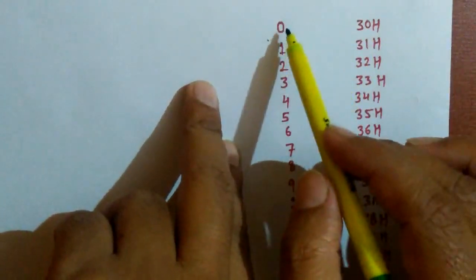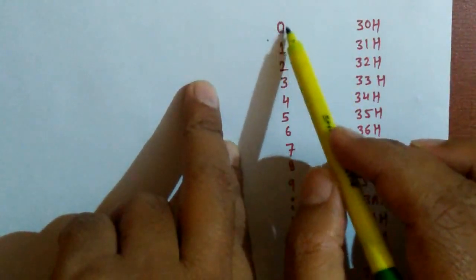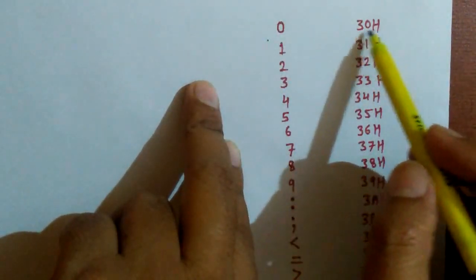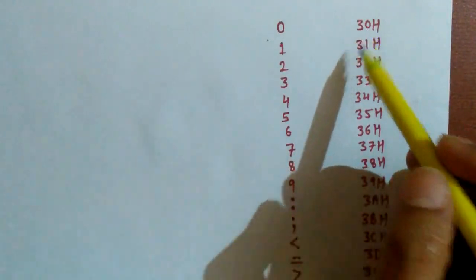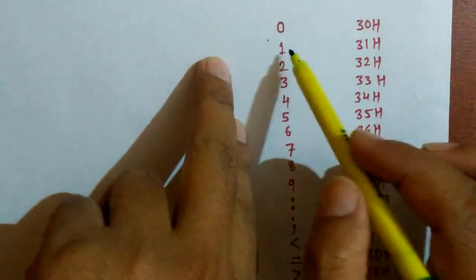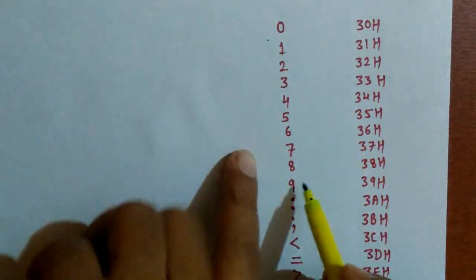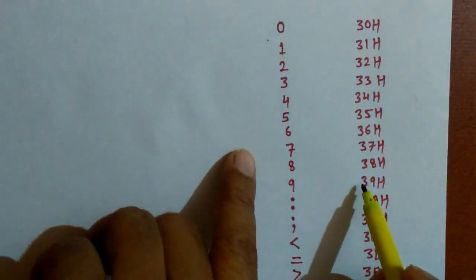So it is decided that if we press the key 0 on the keyboard, then we are sending a value 30H to the microprocessor. Similarly, for 1 it is 31H, and up to 9 it follows the same pattern, 39H.